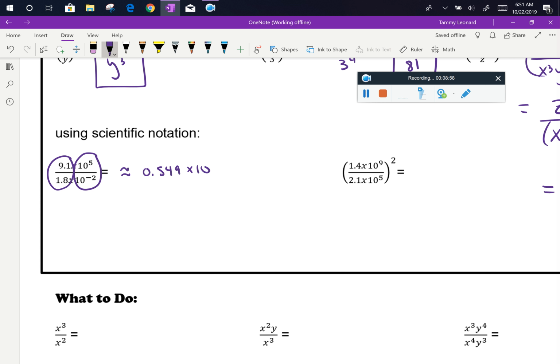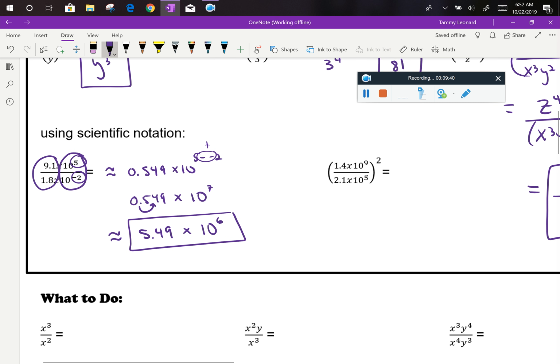0.549 times 10 to the power of, remember the top subtracts the bottom. So we have 5 minus a negative 2, or 0.549 times 10 to the, since this is really a plus, we have to the 7th. But remember, when our problem starts out in scientific notation, we typically answer in scientific notation. And this number is not actually in scientific notation because we need the decimal point to move 1 place. When this becomes a 5.49, notice we've made that number bigger. We have to make the power on the 10 smaller by the same amount to keep it in balance. So there's our answer in scientific notation.